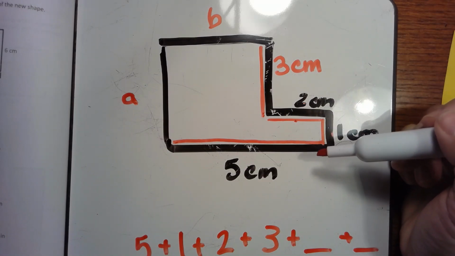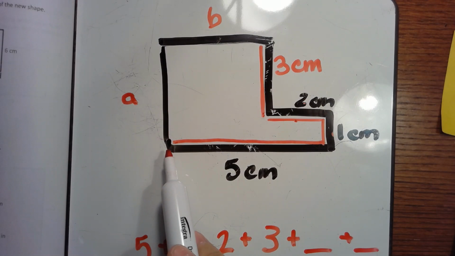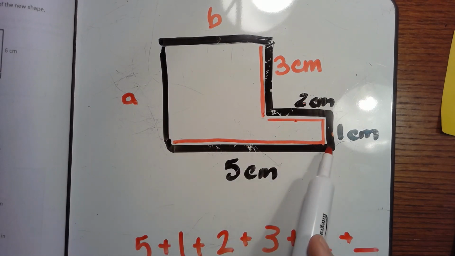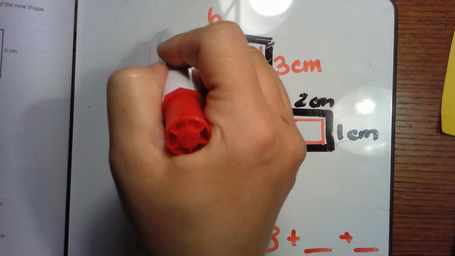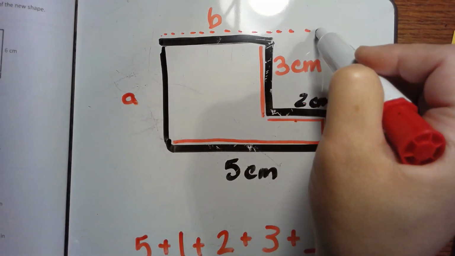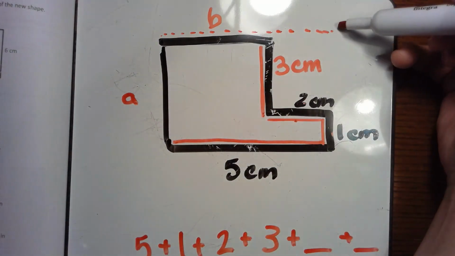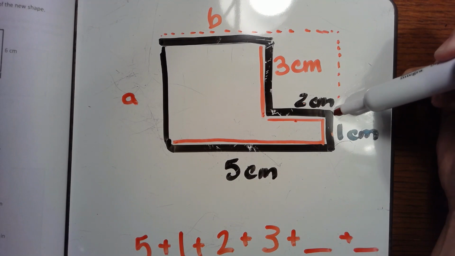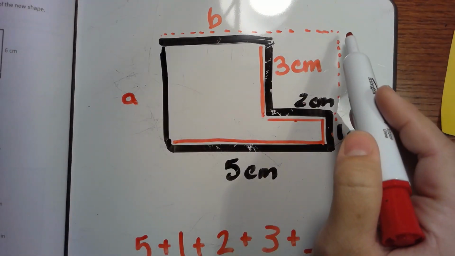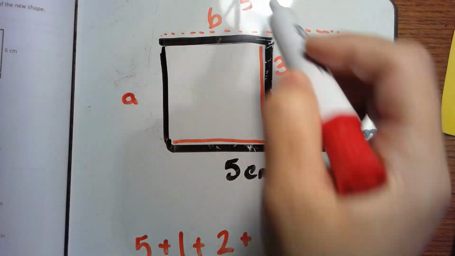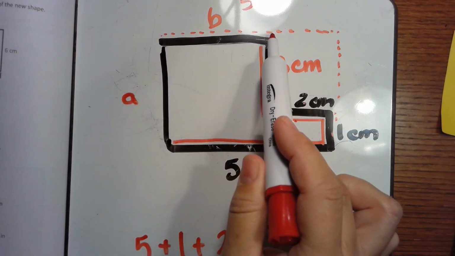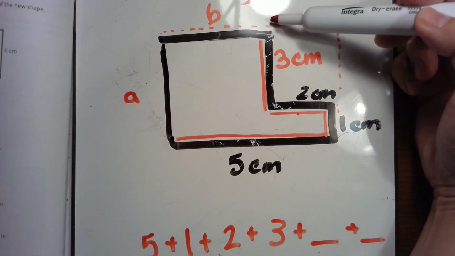So just like our post-it note example, we can assume that if this side is 5, this top, if it were to go all the way across, would also be 5. But it doesn't go all the way across. It stops right here.